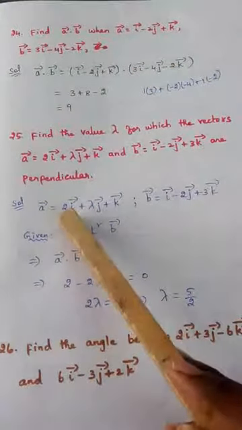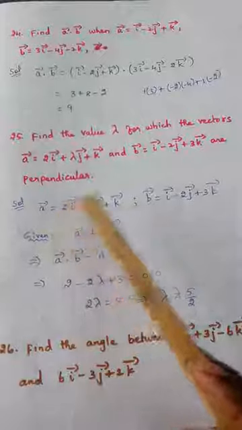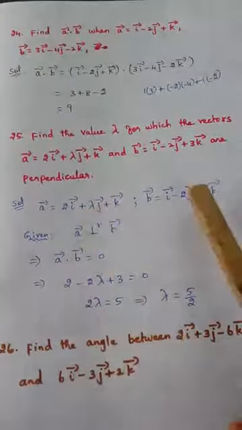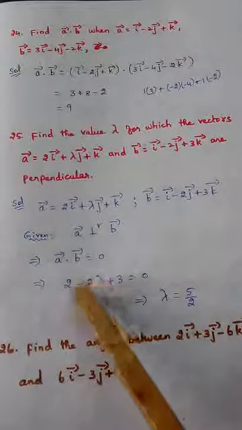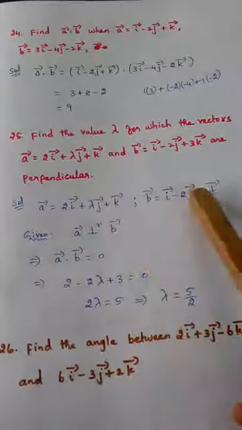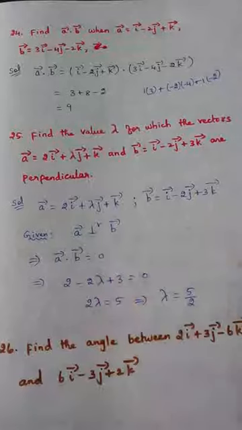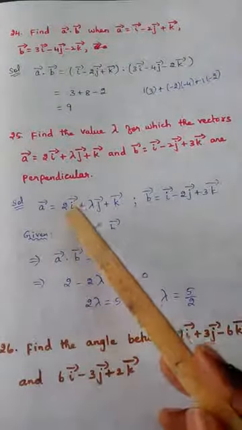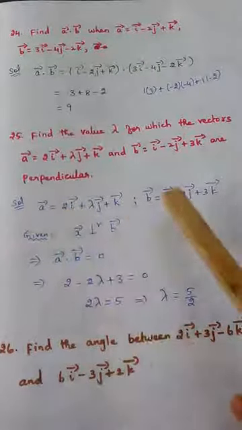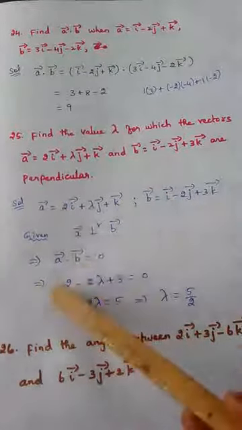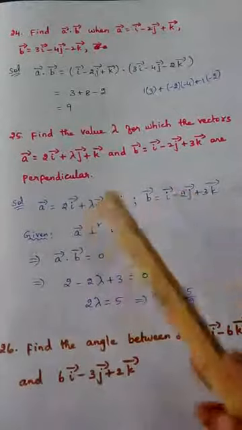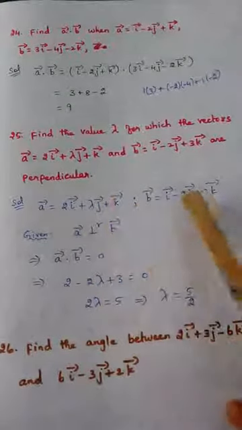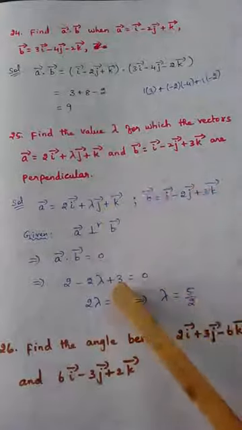So just take the coefficient of i: 2 into 1 is 2. j coefficient: lambda into minus 2 lambda. k: 1 into 3 is 3. Hope you would have understood what I am telling. A dot B, how to calculate? Just multiply the coefficients of i, 2 ones are 2. Multiply the coefficients of j, lambda into minus 2 lambda. Multiply the coefficients of k, 1 into 3, 3.